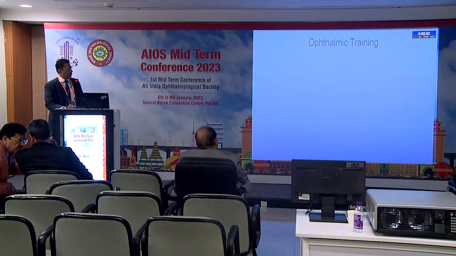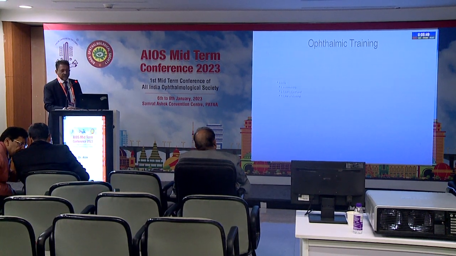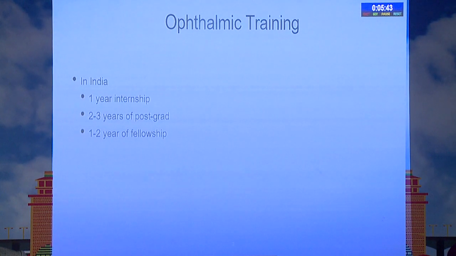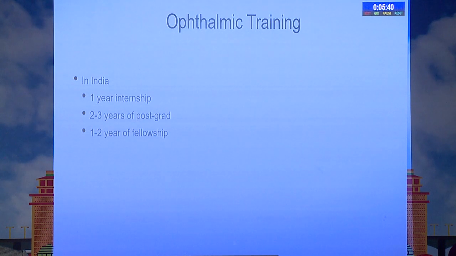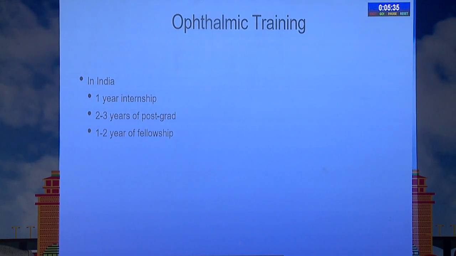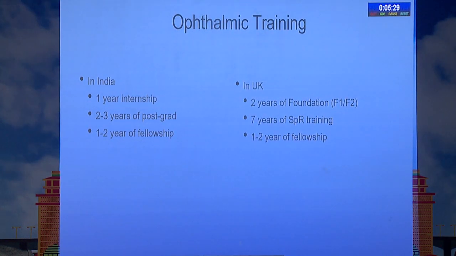Just to recap, ophthalmic training in this country is, after your internship, about 2 or 3 years of postgraduation like your MS. If you contrast that to the UK training, after the initial internship and the foundation program, there's 7 years of training, and then after 7 years, still most people will do about 1 or 2 years of further training. So there's a big difference in how extensive the training program is.